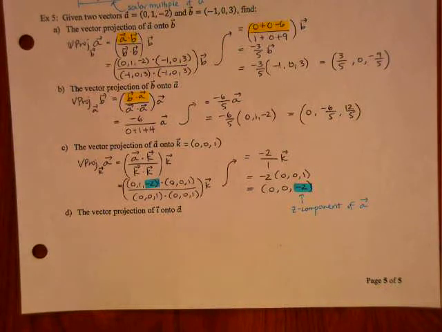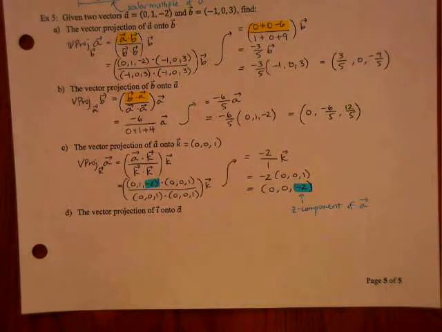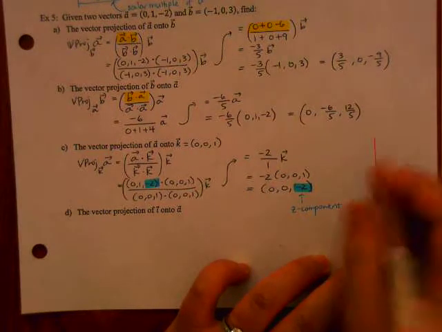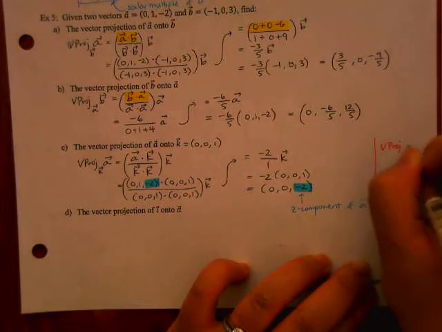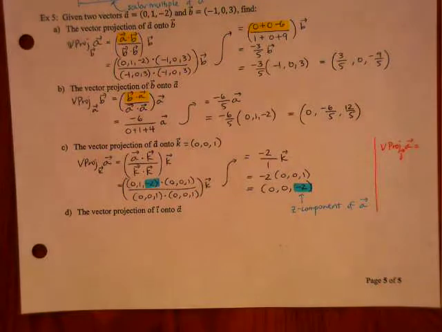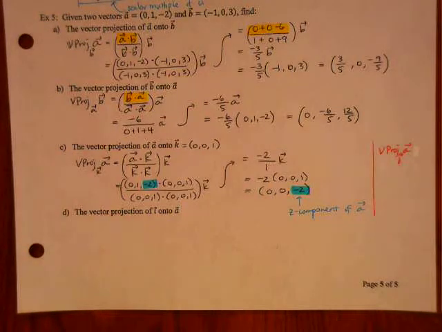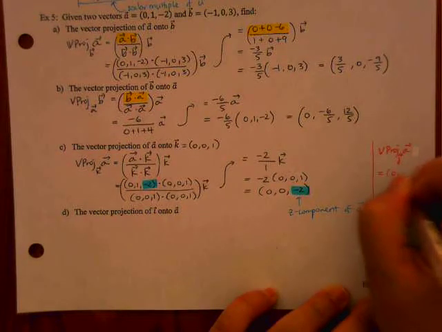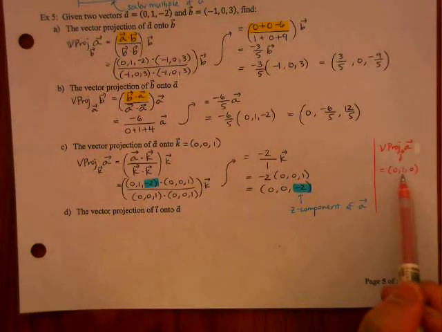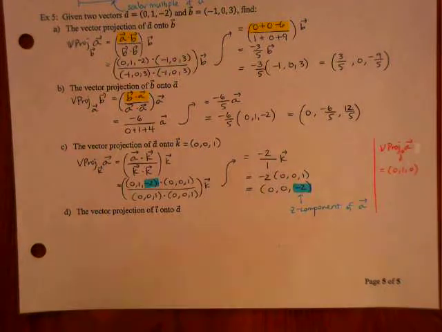Questions? So let's see, as a second example, if I asked you for the vector projection of A onto J, what would your answer be in one step? The vector projection of A onto J. (0, 1, 0), because 1 is our y component of the vector A. Okay, that's it.